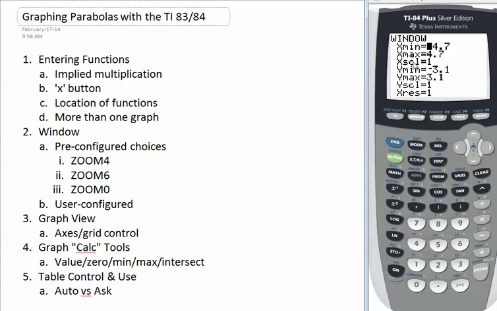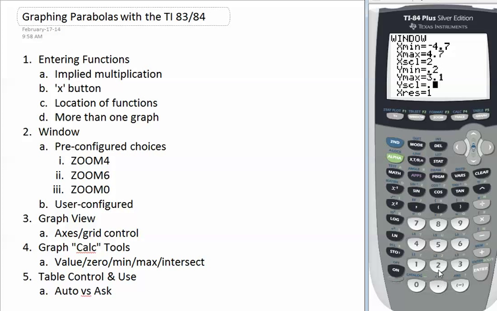You'll notice I didn't mention scale before. I'm going to change the x scale to 2. I'm going to change the y scale also to 2. Watch what happens to the grid. We get far fewer points because now they're counting every 2 units, 4 units, 2 units, 4 units, and so on.